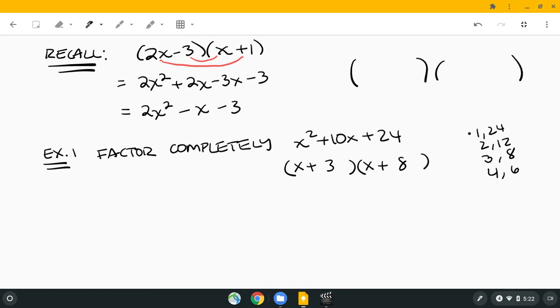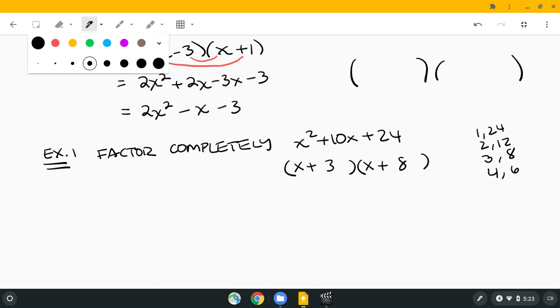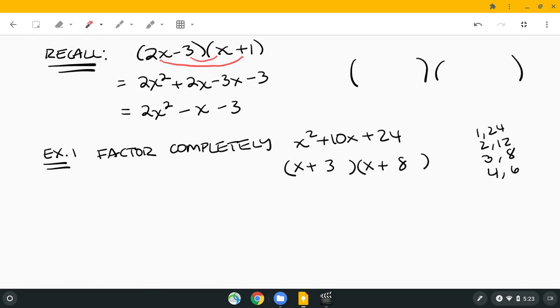So the way you know which one is the correct one is by checking the middle term. So you always have to check that middle term. And we already said, to check the middle term, you do this outside product and this inside product, and you combine them. So let's take a look. This outside product is positive 8x. And this inside product is positive 3x. And that gives us positive 11x. That is not our middle term. So these are not the right combination of numbers.